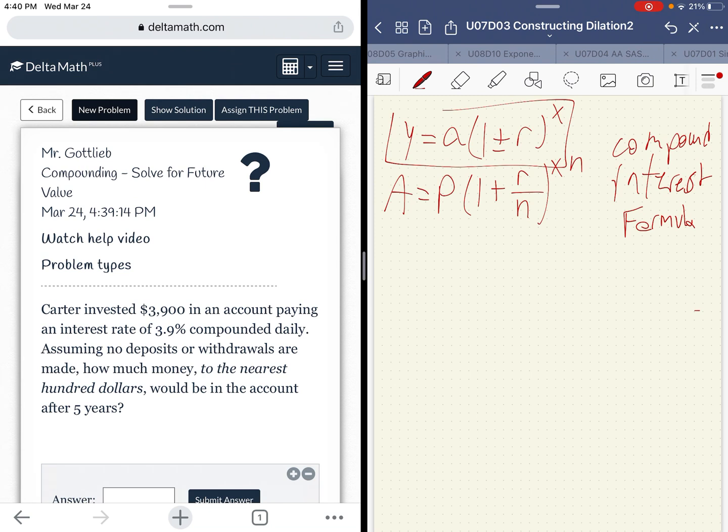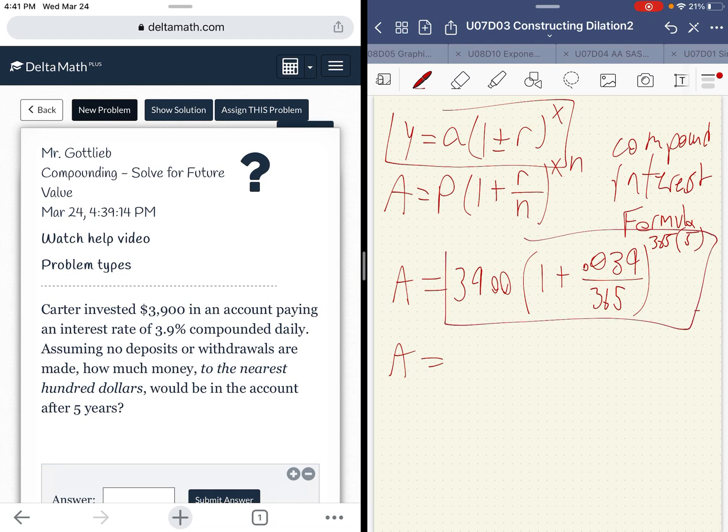So we're just going to plug in the values and just calculate this as normal, nothing new here. We want to find the final amount in this case, so that is our A value. The principal amount in this example is $3,900. It says it is daily, so plus 1 plus 0.039, which is 3.9% as a decimal, over 365 because there are 365 days a year, and the interest is calculated every day. For the exponent, we're going to write 365 times 5, which is how many times the interest will be calculated, and then this is just something we can plug into our calculator. I will do that on screen as well.